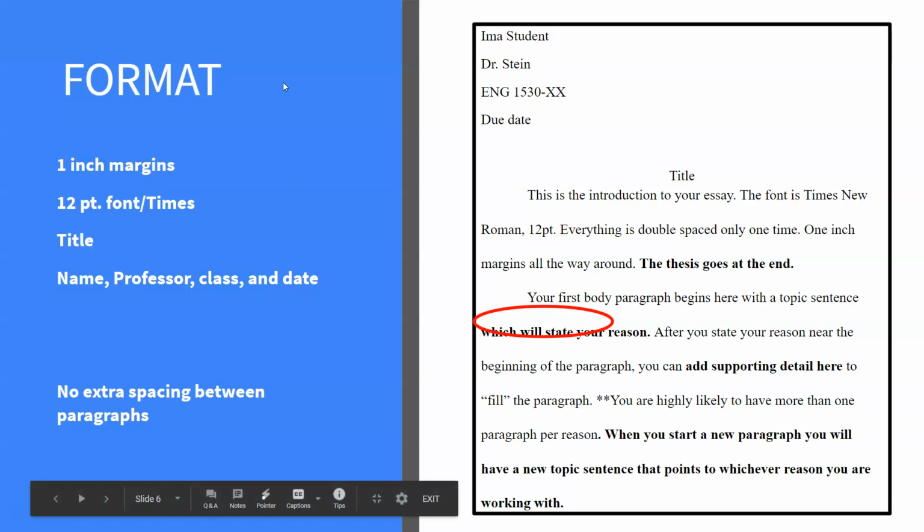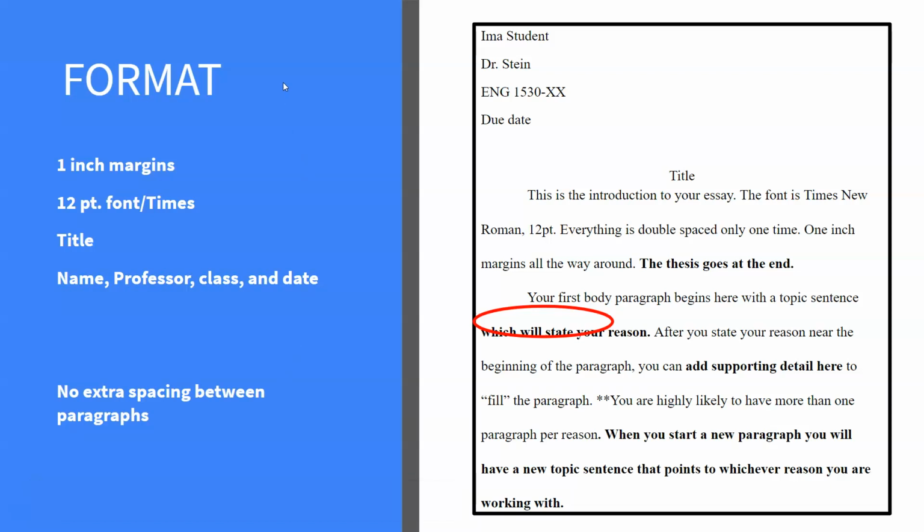So let's think about format and organization for a second. So it should be 1-inch margins, 12-point font, Times New Roman, and you should have your title, name, professor, class, and date. So let's take a look at this here. So this should be the introduction to your essay, and the thesis should go at the end.